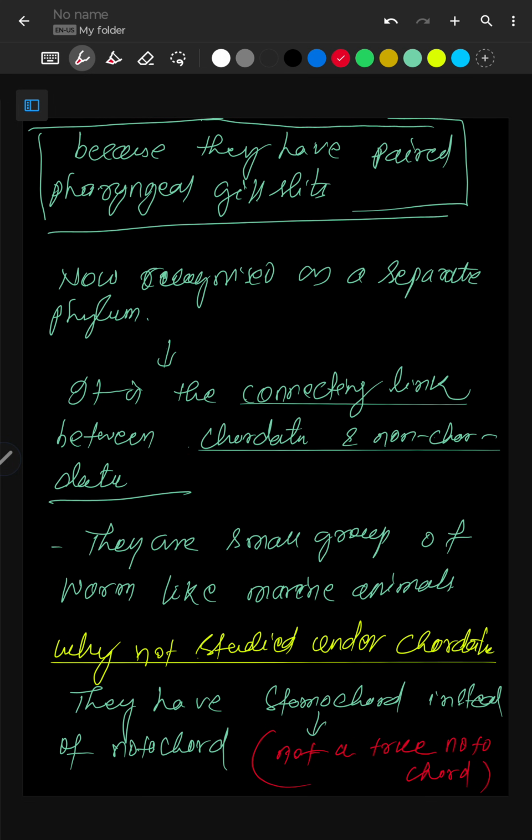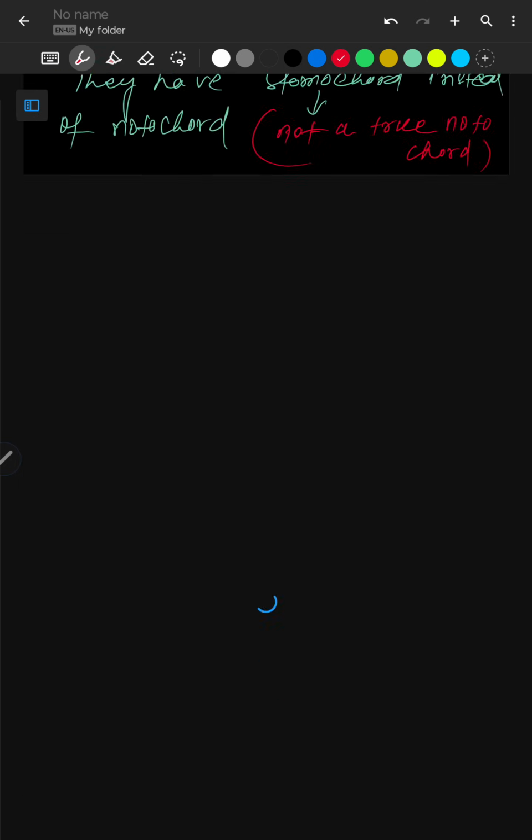Okay, now come to the general characters of this phylum. The general characters include: they are marine, exclusively marine only. Okay, and the body is generally worm-like, the body is cylindrical.